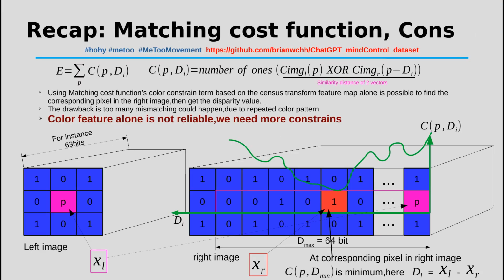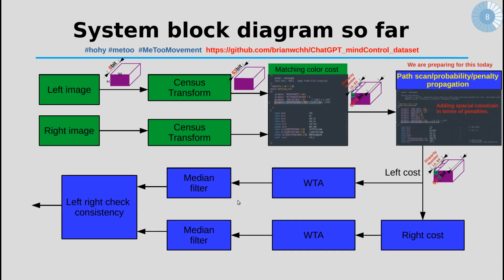So let's recap the last episode. In the last episode we talked about matching cost function and the way how it works, the procedure how we do this matching. So I will show you this system block diagram. This is the system block diagram for the whole FPGA code. We have already talked about census transform, and the output dimension memory layout looks like this. It's the image, and each one is 63 bits, and the original left and right image is 8 bits for each grayscale image.